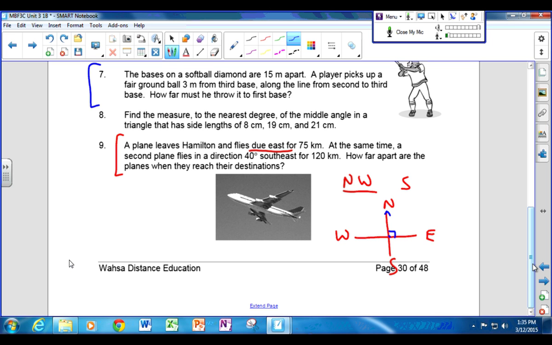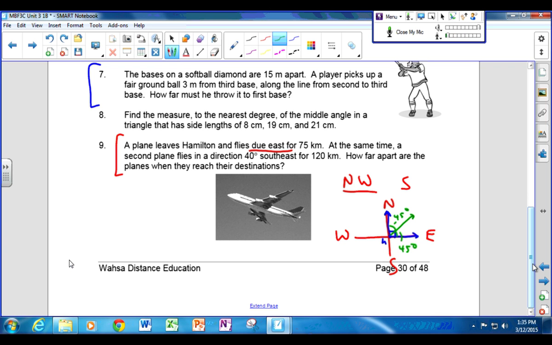So for example, a plane leaves Hamilton, flies due east for 75 kilometers. If this is Hamilton right here and you're flying due east, that's the direction you're going. Another plane's flying north, it's going in that direction. And the one that they keep throwing in there is northeast, halfway between north and east. They don't tell you, but basically that's a 45-degree angle relative to east, and a 45-degree angle relative to north as well.